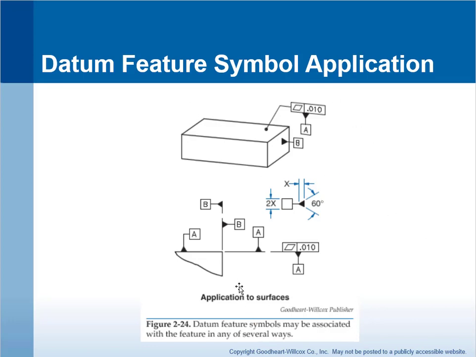Now, if I'm applying it to a surface on a drawing, I can do it several ways. I can put the filled in triangle right on the surface. I can have an extension line and then apply the filled in triangle right to that extension line. So I can do it applied to the surface, applied to the extension line, or applied to a geometric tolerance that defines that surface. Those are the ways I can do that.